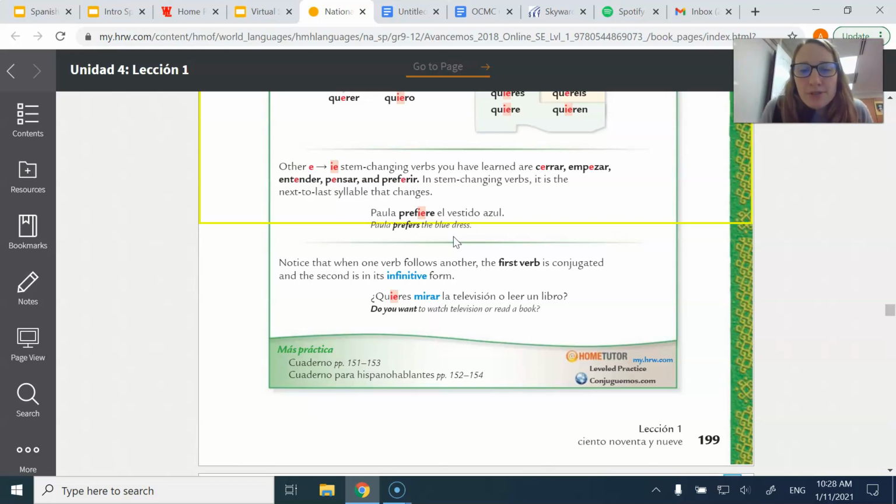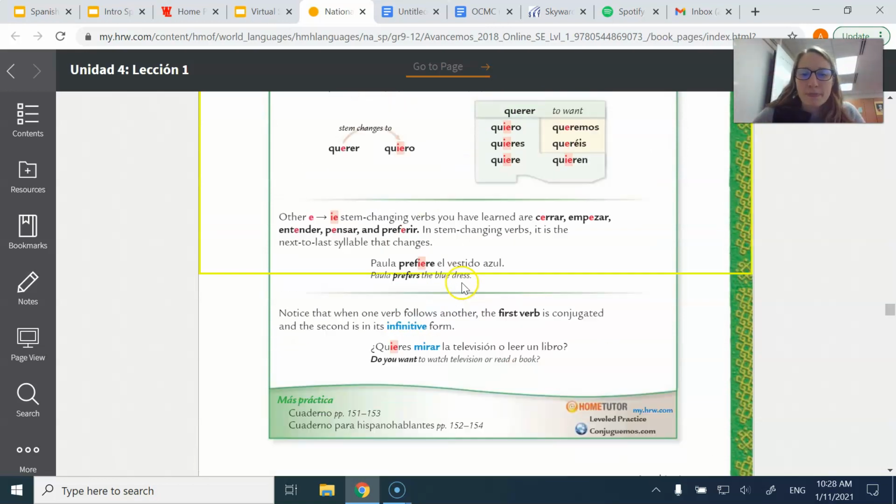Notice that when one verb follows another, the first verb is conjugated and the second is in its infinitive form. We've talked about this before, right? The two-verb rule. So if I say quieres, and I'm asking you, do you want to watch? The second verb I'm always going to leave as an infinitive. ¿Quieres mirar la televisión o leer un libro? We learned that with gusta, right? Me gusta mirar la televisión. Me gusta caminar. Gusta is your first verb that you conjugate. The next verb's always going to be an infinitive. That applies whenever you use two verbs in Spanish.